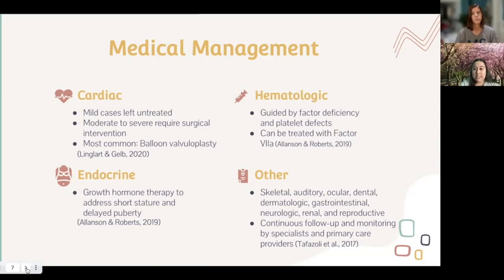With the endocrine system, like I've stated before, some individuals have a short stature and they have delayed puberty. However, in order to combat this, most individuals are treated using growth hormone therapy. There are other areas of an individual's life and body that do need some sort of medical care. As long as these individuals are continuously followed up and monitored with specialists, especially their primary care providers, these areas in their medical treatment can be monitored in that way.